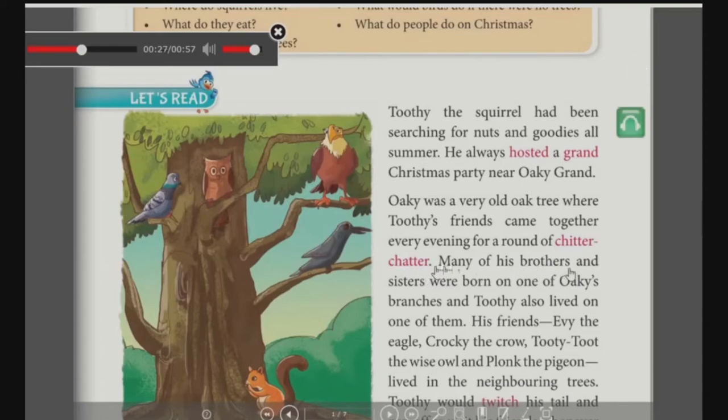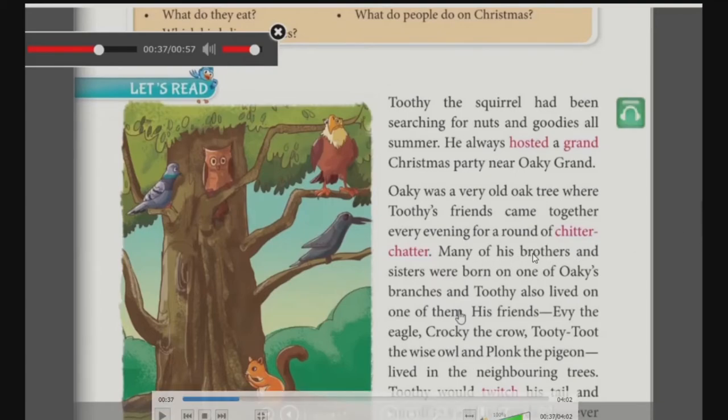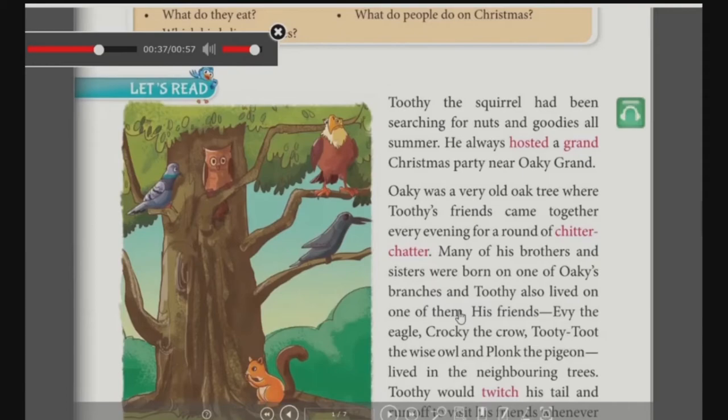Many of his brothers and sisters were born on one of Oaky's branches, and Toothy also lived on one of them. I already mentioned to you that there were many branches on the oak tree, and so many of his brothers, brothers of Toothy, and also his sisters, were born on one of Oaky's branches. So, from this sentence, you can know that almost all of them had at least one branch for each of them.